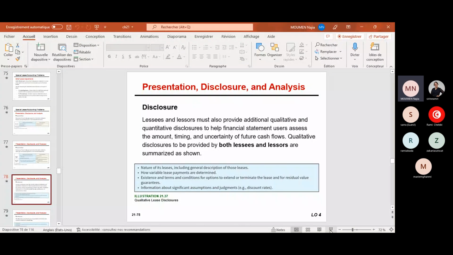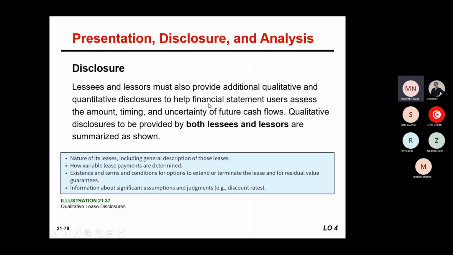Okay, so again, for this presentation, disclosure and analysis, these are the last slides that we'll cover for that chapter. Remember, for presentation, nothing new. We already learned that we have to show these items in current liability, long-term liabilities, the right of use asset under the non-current asset, and depreciation expense and interest expense in the income statement. That's for the lessee. For the lessor, of course, it depends if it is a finance or an operating lease. So that's already discussed.